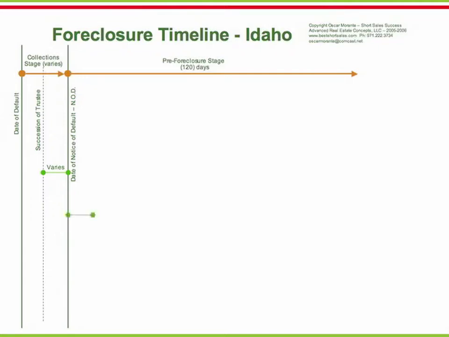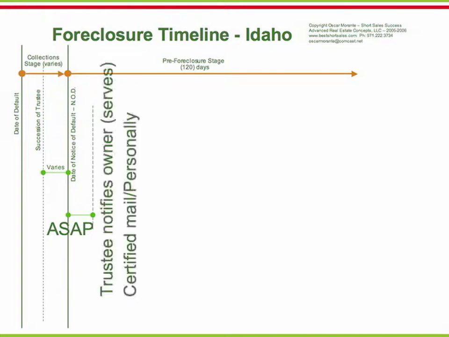The trustee will then notify the owner that foreclosure has been initiated. If the property is a rental, the tenants will also be notified. The document used will be the Notice of Trustee Sale or Notice of Default and Election to Sell. The first attempt to notify the owner and tenants will be typically by certified mail. If this is not possible, the owner and/or tenants will be notified personally.